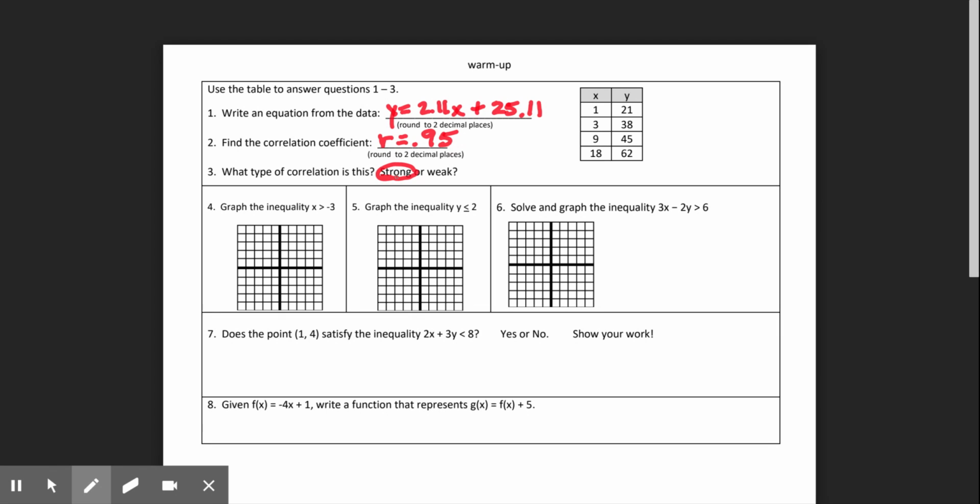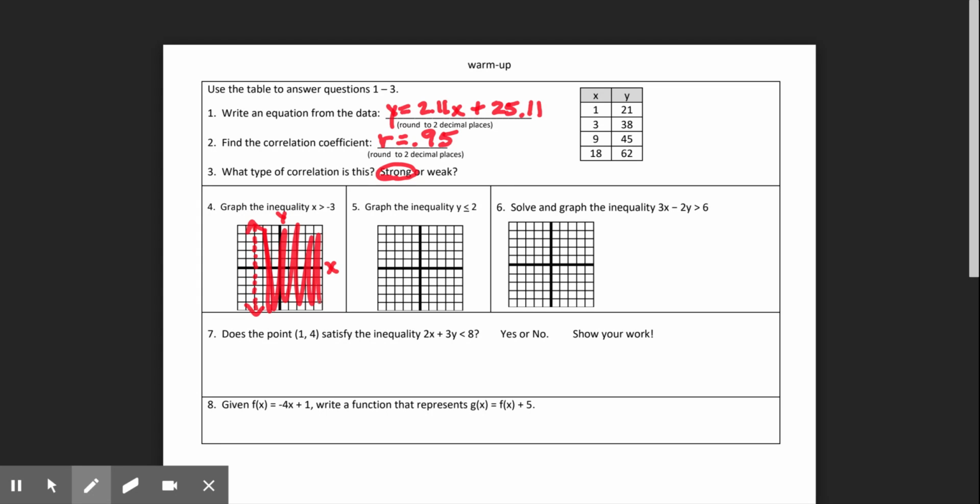All right, number 4 says graph the inequality. X is greater than -3. So this will be a dashed line that goes through the X axis at -3. So it's going to be a dashed line. Okay, and then we're going to shade everything greater, which would be everything to the right side.